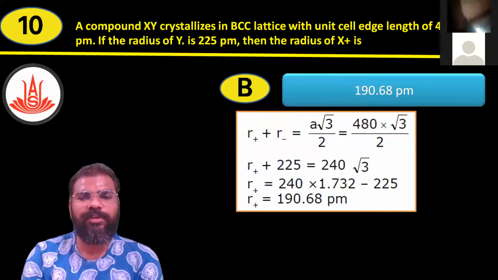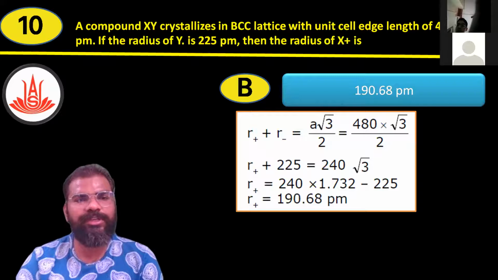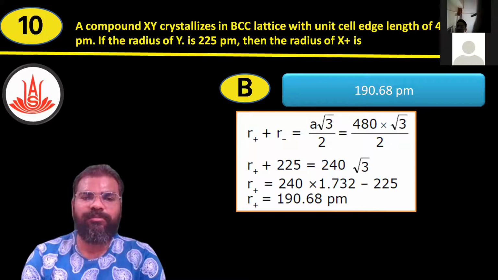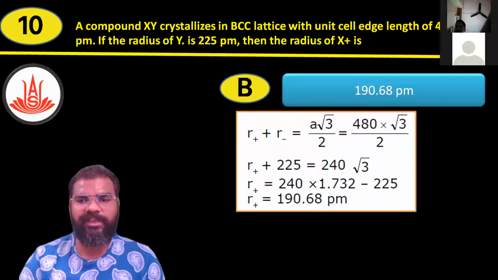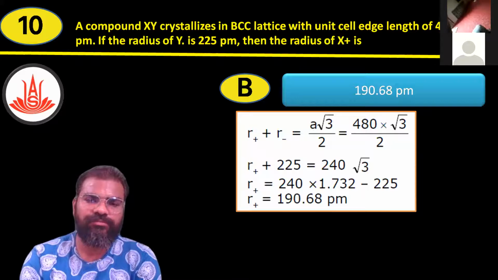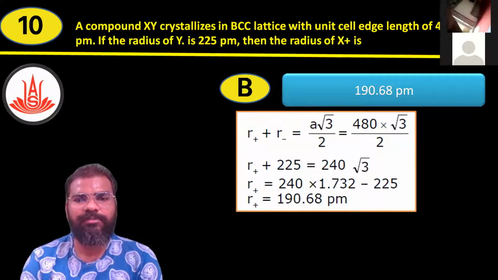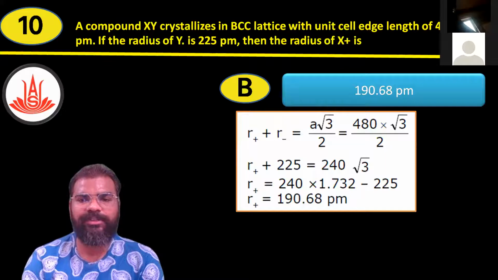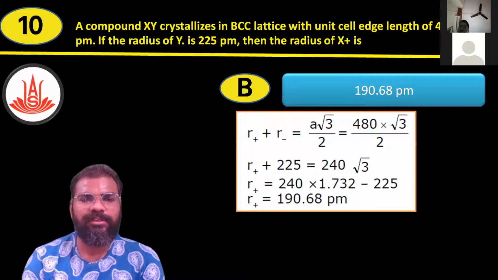190.68 picometer. How does it work? We have R plus or R minus, that is cation and anion. The formula for BCC structure is a inside the bracket root 3 divided by 2. They have given the value of a, that is 480 picometer. The root 3 will remain the same, divided by 2.